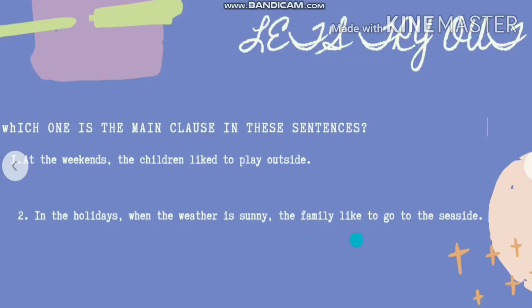Yes, correct. The family like to go to the seaside is a main clause here because it makes sense. Why is this one more important? If we omit "in the holidays" and "the weather is funny", the family likes to go to the seaside still can stand on its own, or independent.